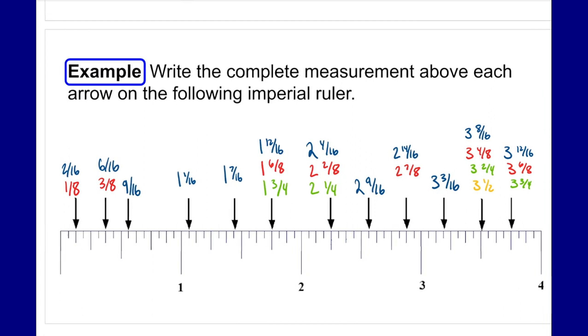So again, the main thing from this lesson is just understanding what the imperial system is, what units we measure it in, the abbreviations that we use those units with, and how to measure or read a ruler based off of the imperial side rather than the metric side.